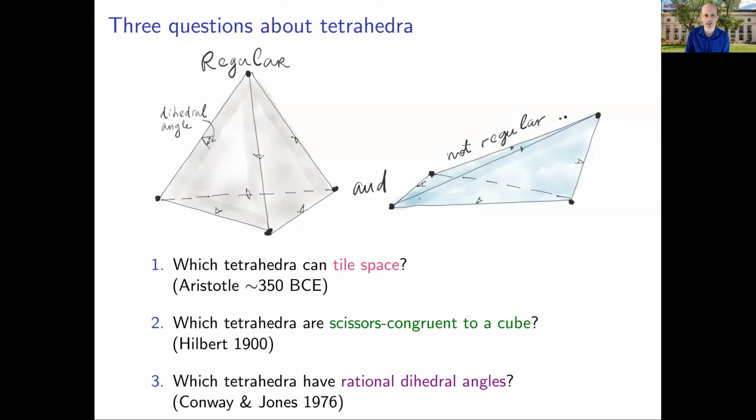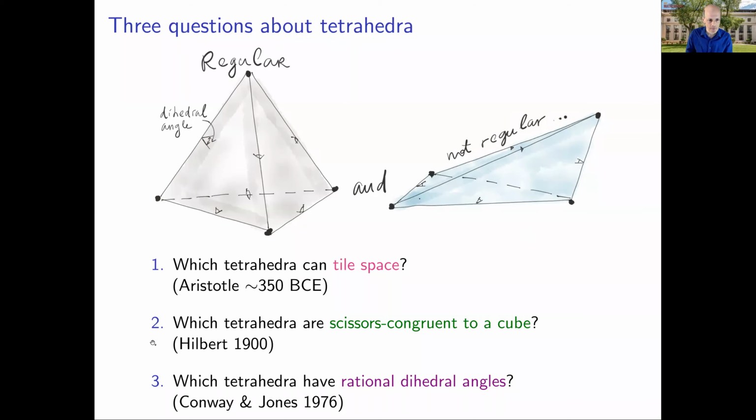which are still unsolved. One of them dates back essentially to Aristotle, and that's the question about which tetrahedra can tile space. I'm not just talking about regular tetrahedra, I'm talking about any shape. So the question is, which shapes of tetrahedra can tile space? In other words, if you have infinitely many congruent copies of that tetrahedron, can you place them in space so that they overlap only on the boundaries, and their union is the whole space?